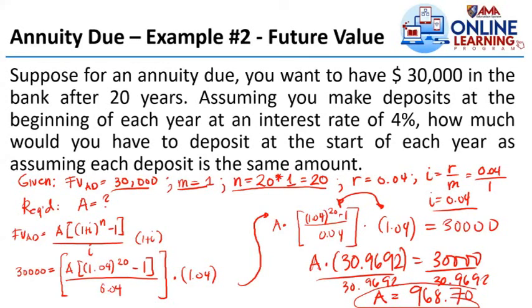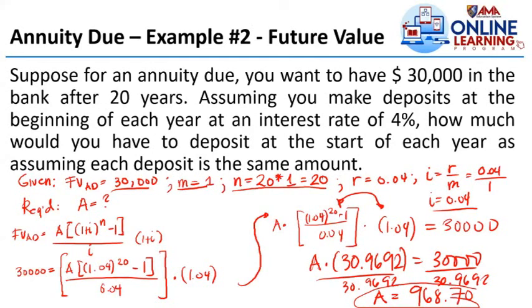So, that is 30,000 yung FVAD is equals to the quantity of A times the quantity of 1.04 raised to 20 minus 1. So, in-add na lang diretso yung 1 plus I. So, that is 1.04 raised to 20 minus 1 all over 0.04 times the quantity of 1 plus I, that is equals to 1.04. Then ito, sineparate ko yung A tsaka yung 1.04 raised to 20 minus 1 all over 0.04 times 1.04. Then minultiply ko itong dalawa and I got 30.9692.